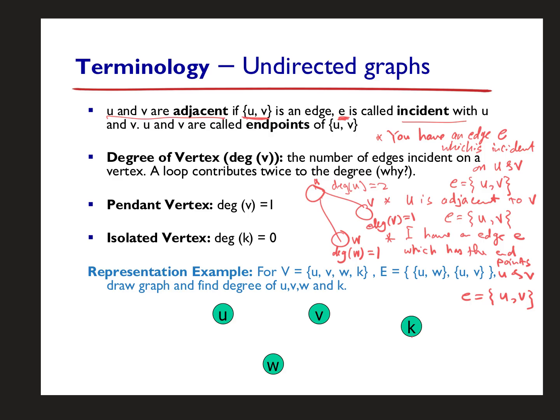Where are the agents? These are just the vertices, right? Use V, W. We have them. Now the edges. What do we have? U, W. That's one edge. That's it.